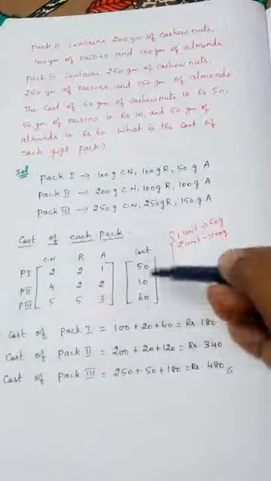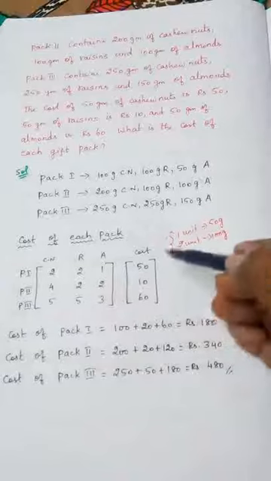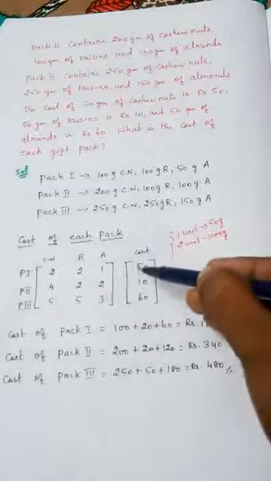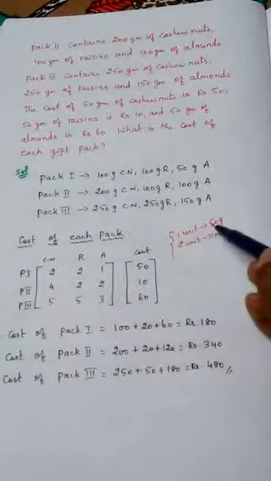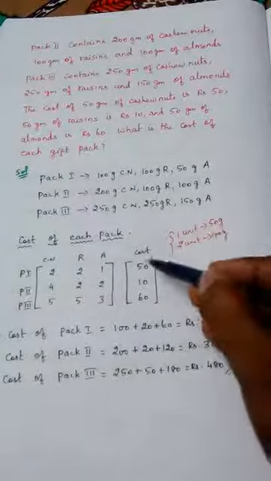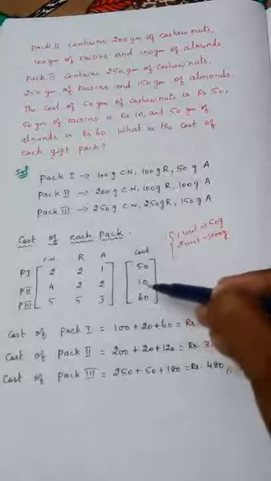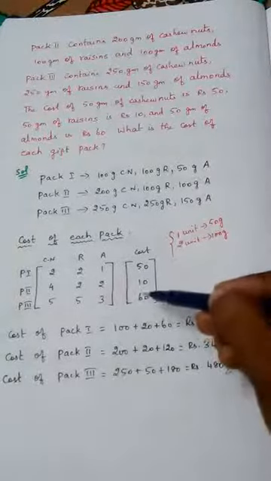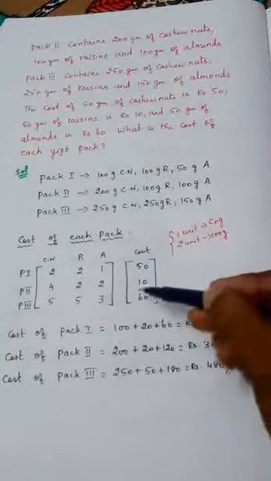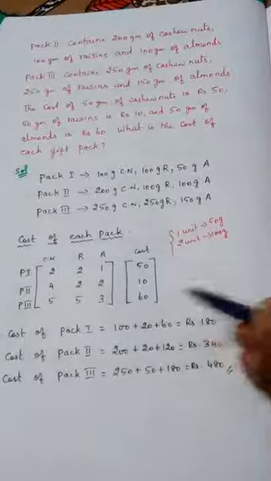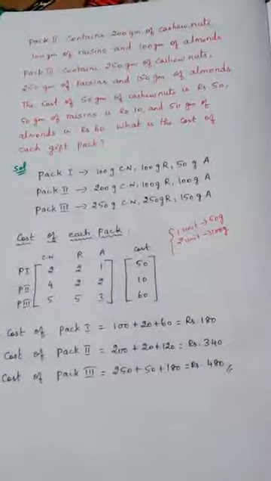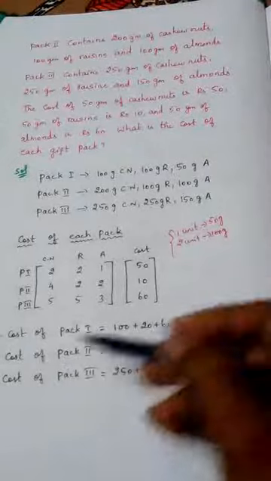And here I have written the cost matrix. The cost matrix is written per unit. 1 unit means 50 gram. What is the cost of 1 unit? Rupees 50. Cost of 1 unit of raisins, rupees 10, that is 50 gram. Cost of 1 unit of almond, 50 gram of almond, 60 rupees. When we write like this, it is easy for us to find costs.